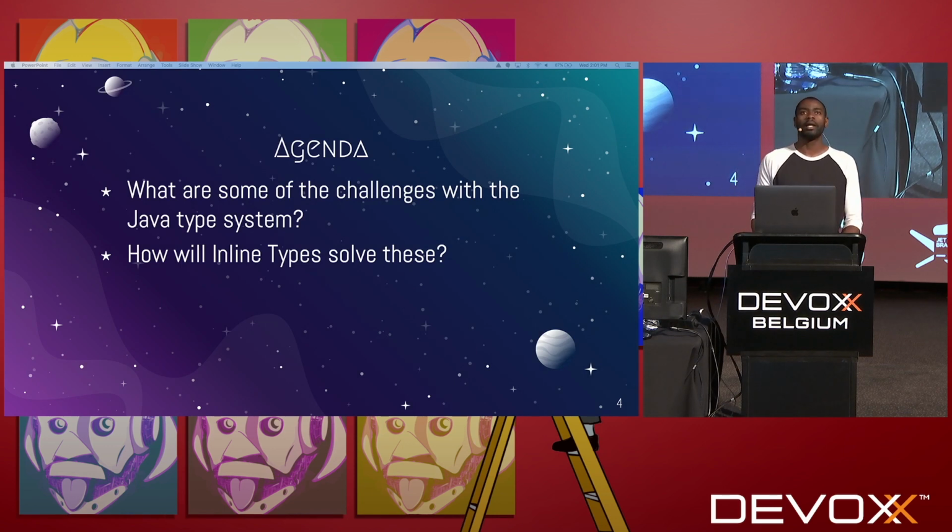So to begin, I'll first talk about some of the challenges that exist today with the Java platform, most specifically the Java type system, and why it doesn't allow us to get the most out of our hardware. Then I'll introduce InlineTypes and show how InlineTypes can solve some of these challenges.